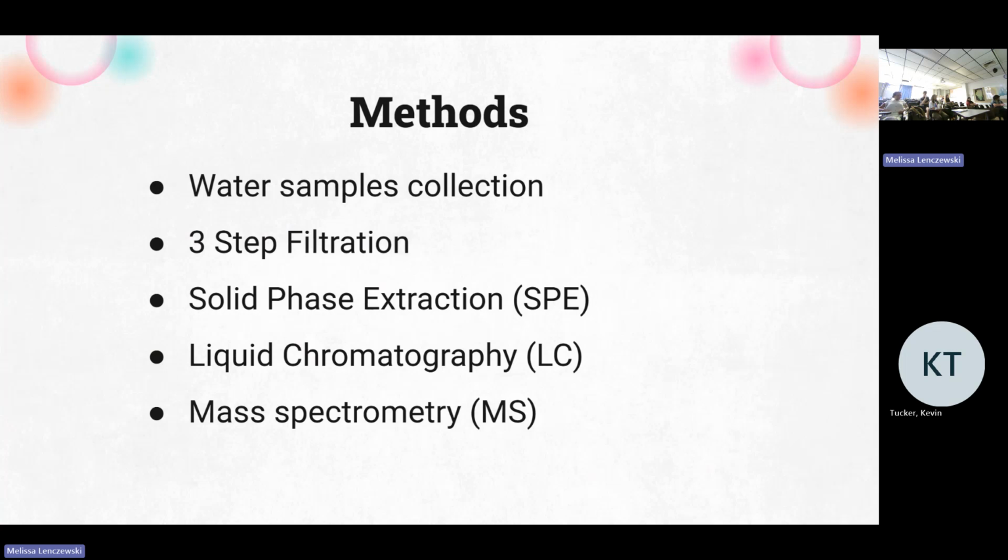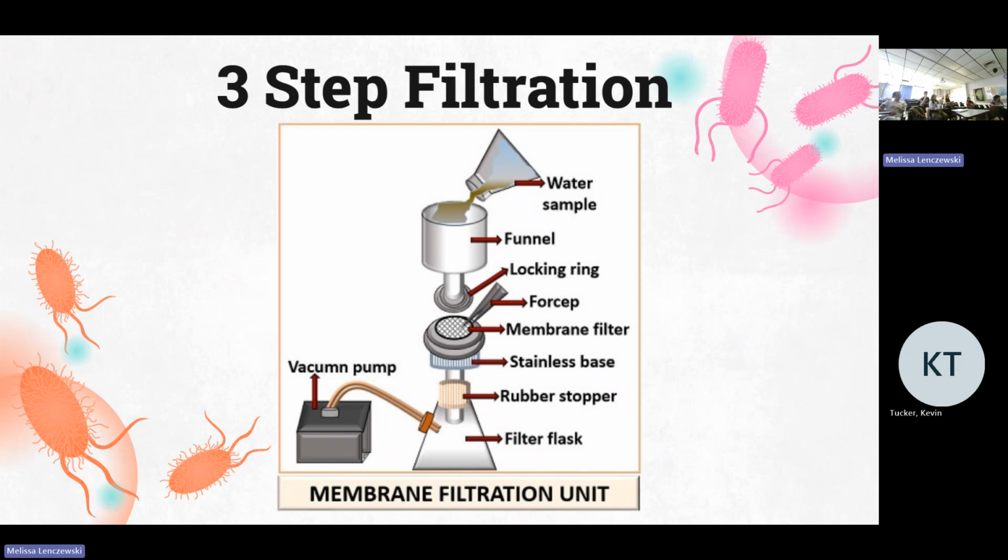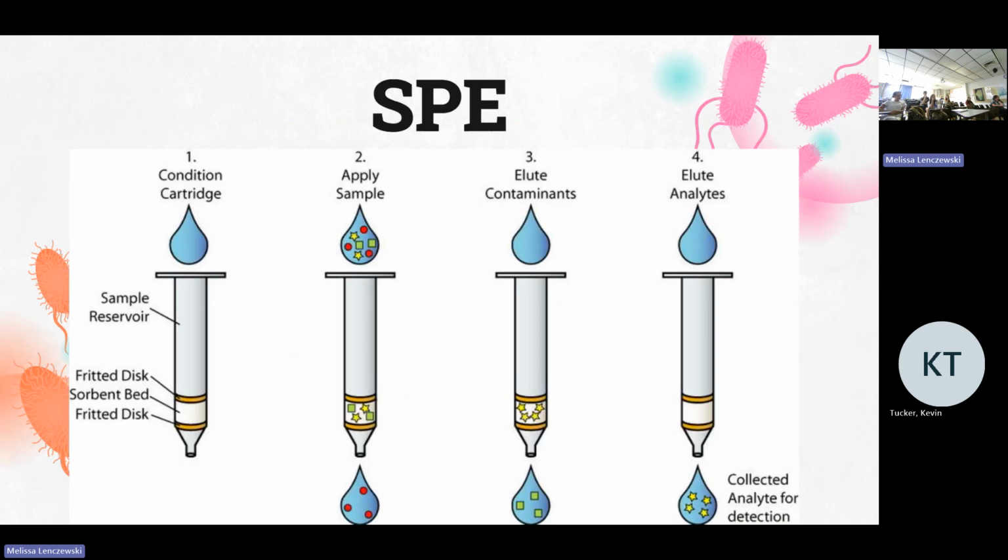So methods. We're going to be collecting the water samples in the amber glasses, as mentioned earlier in Austin's presentation. We're going to be doing 3-step filtration, the solid phase extraction, liquid chromatography, and mass spectrometry. So with the 3-step filtration, the way I'm going to be using it is to filter all the biomass that we need for the microbiome study. But what I'm looking for is more of that filtered water. That's where all of the antibiotics that I'm looking for are going to be.